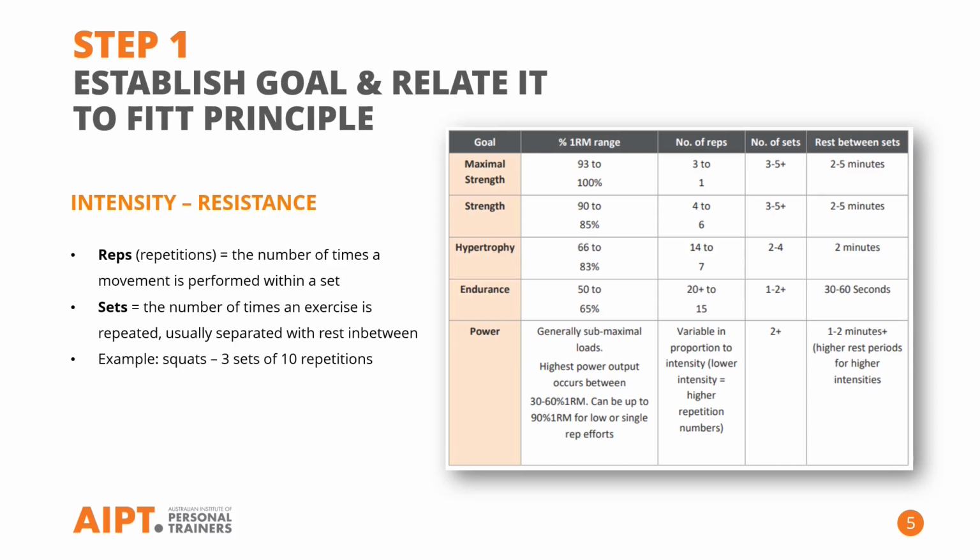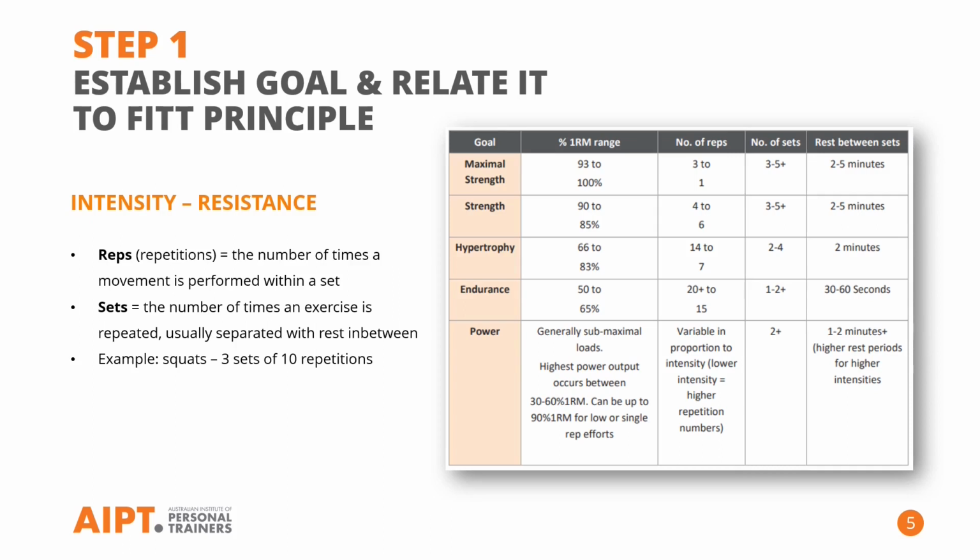So just as a recap for what these terms mean, reps or repetitions is the number of times the movement or exercise is done within a set. So if you're doing a set of bicep curls and you're doing 10 repetitions, it's 10 bicep curls until you rest and you move on to the next set or the next exercise. And the set refers to the number of times an exercise is repeated, and it's usually separated, especially within resistance training, with rest in between each set. So 3 lots of 10 would be 3 sets of 10 repetitions with rest in between usually.